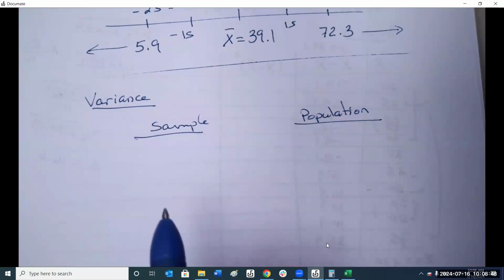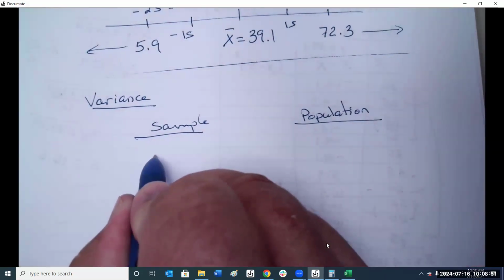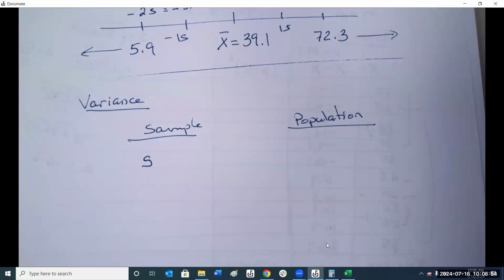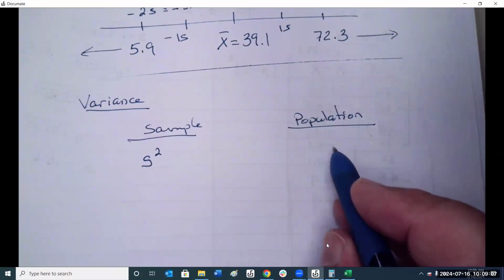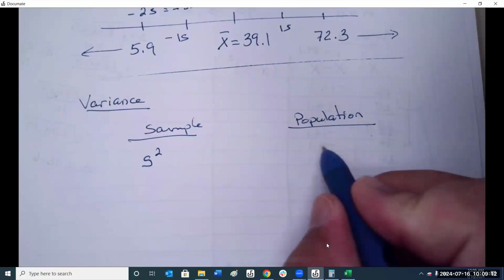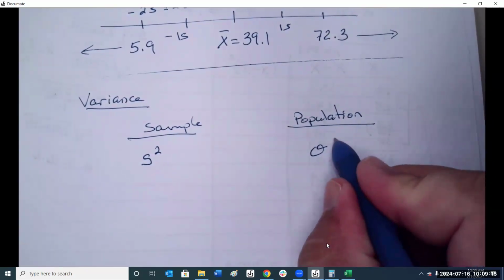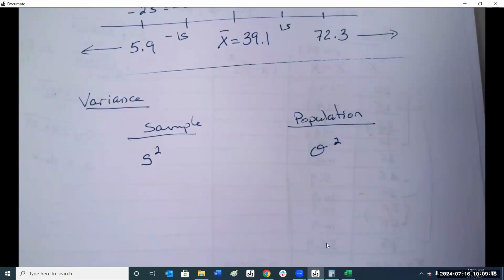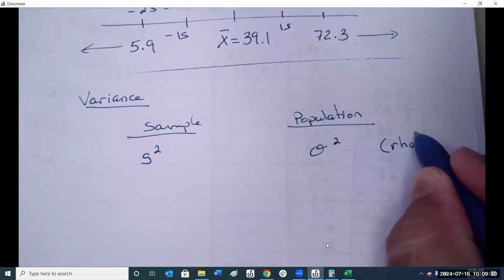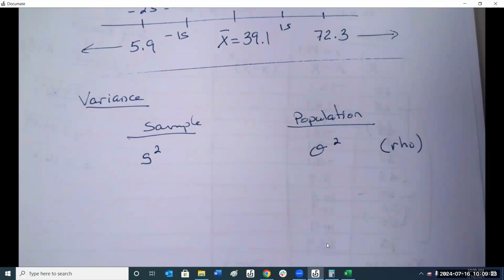Because for a sample, we take the deviation and square it. There you have it. That's the variance of a sample. What symbol do we use for population? The little squiggly O thingy. And it shows sigma squared. This is the Greek sigma, the Greek lowercase s.